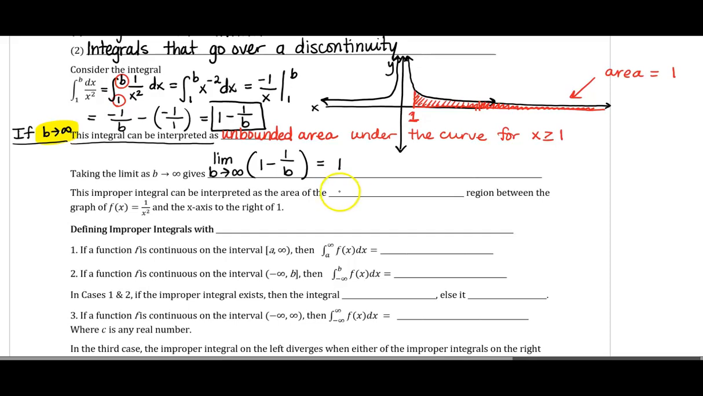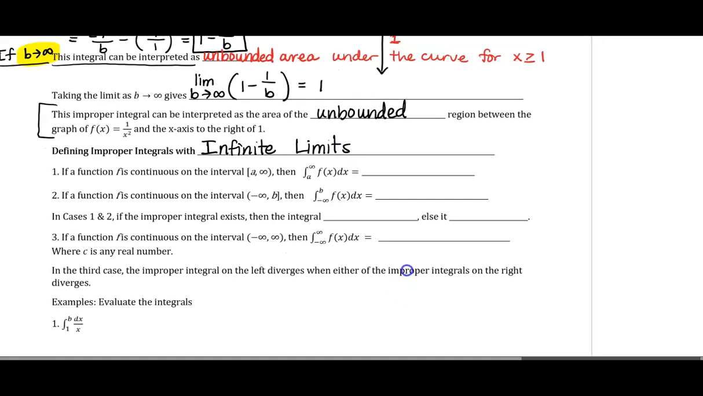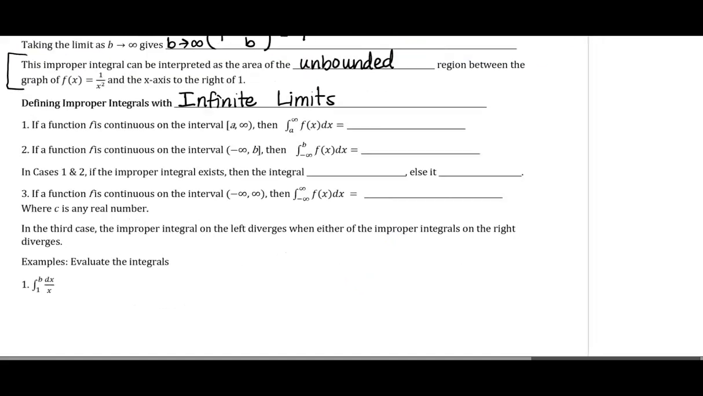So we can interpret this as the area of this unbounded region. So this is what we just said, that area off to the right in red is equal to 1. So now let's talk about how we will in general define improper integrals when we have infinite limits, when either positive or negative infinity is one of the limits in our integral.